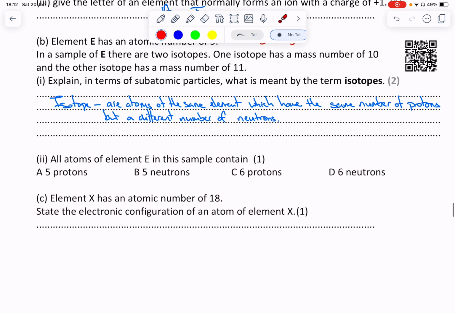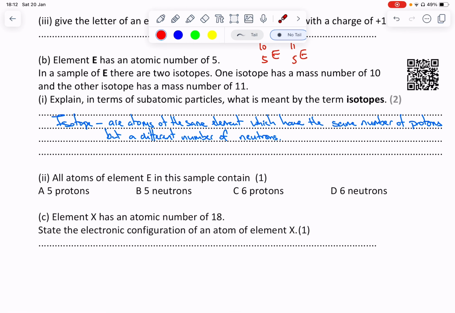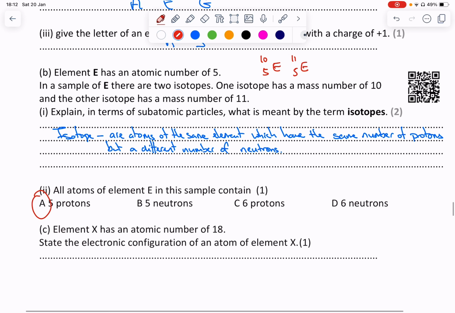Okay. Next question says all the atoms of element E contain, so they are all going to contain 5 protons. That's definitely going to be right, but let's just prove why. This first one is going to contain 5 neutrons, but this one will contain 6 because it's the difference between these two. They don't contain 6 protons because the bottom number is the proton number, and they both don't contain 6 neutrons. So the only answer is 5.